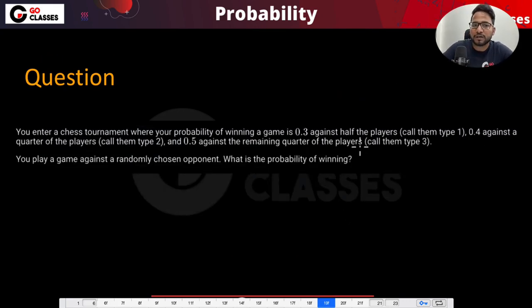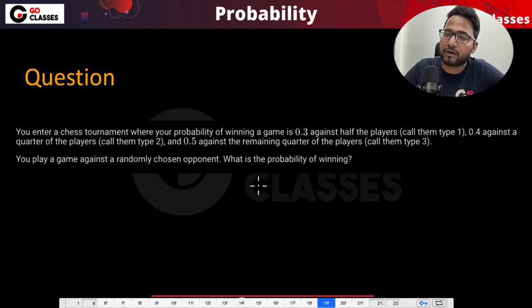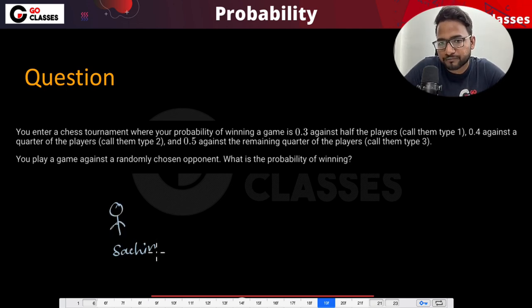So this question is saying, you enter a chess tournament where your probability of winning a game is 0.3 against half of the players, and let's call them type 1, and 0.4 against a quarter of the players, and 0.5 against the remaining quarter of the players. So let me make you understand with one example. Suppose this is me, which is Sachin.